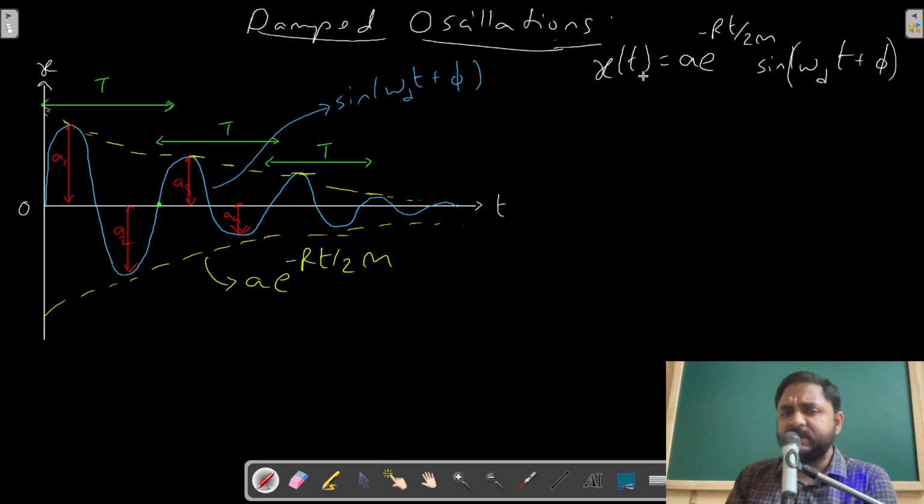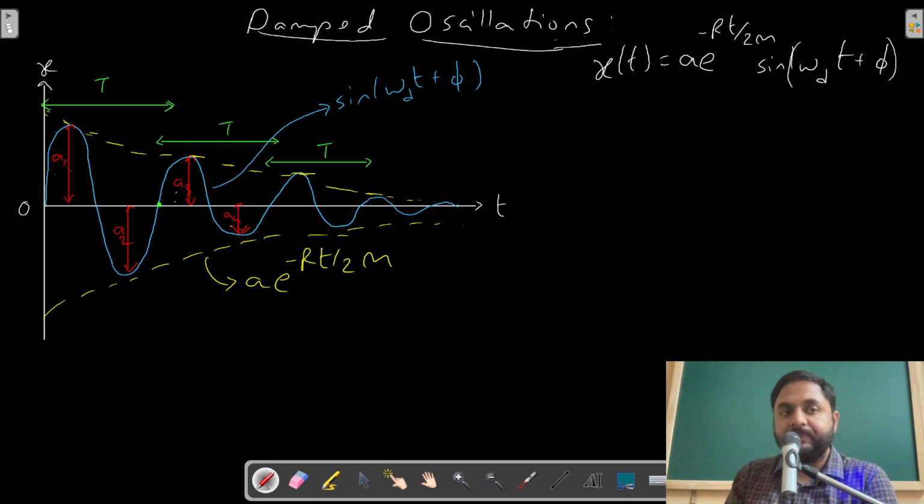Now, how does this function look if we plot it? It looks like this. If it starts from 0, you displace your oscillator, it goes to some point, then it comes back to the mean position, and now it goes in the other direction, and then again comes back to its mean position, and so on. But the difference this time is that the amplitude goes on reducing. So this amplitude A1 cannot be equal to A2. A1 is not equal to A2, A2 won't be equal to A3, A3 won't be equal to A4, and so on. So what we studied last time is that the amplitude is decreasing.